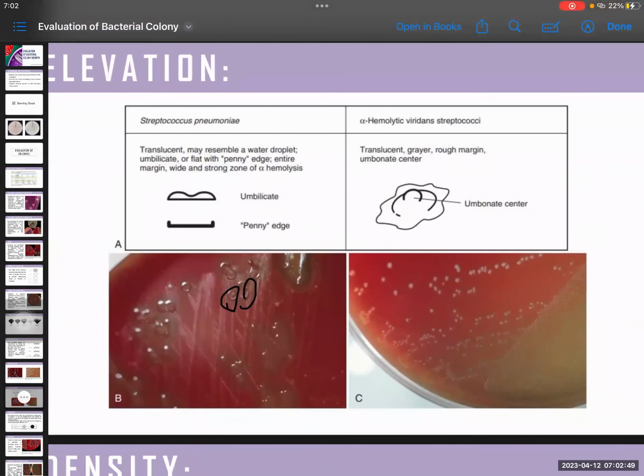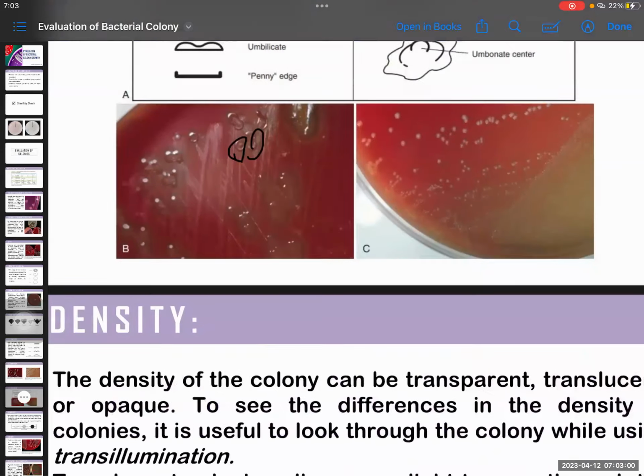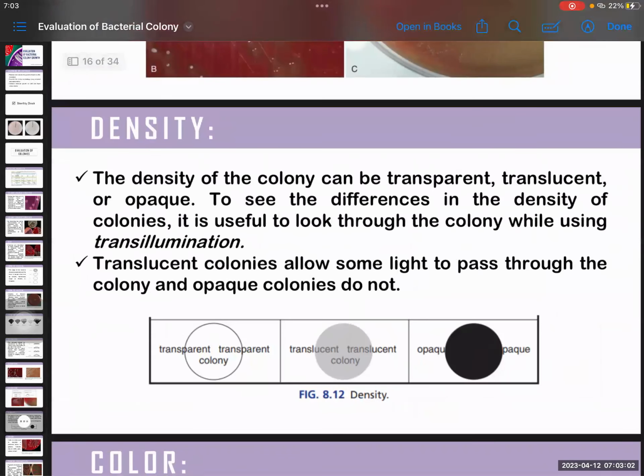How about for alpha hemolytic viridans streptococci? They have an umbonate center and have a translucent grayer rough margin with an umbonate center. Another one, you can also use density. So how transparent, opaque ba siya, transparent, translucent, etc. So for this, you can use light actually or the trans-illumination process para mas makita mo ng maayos.